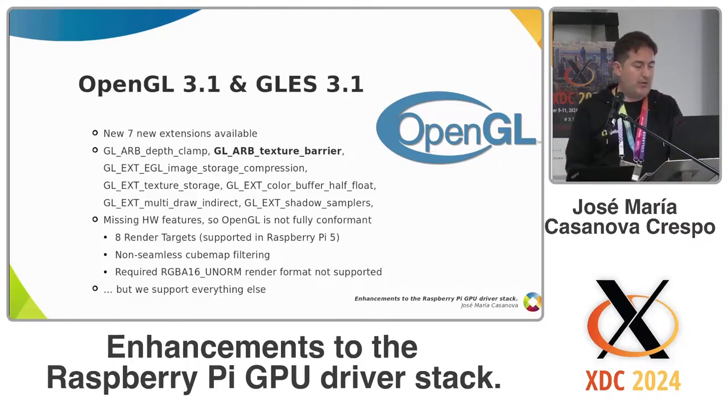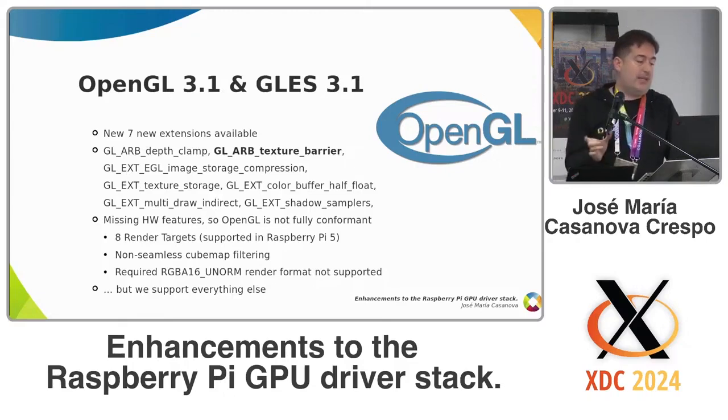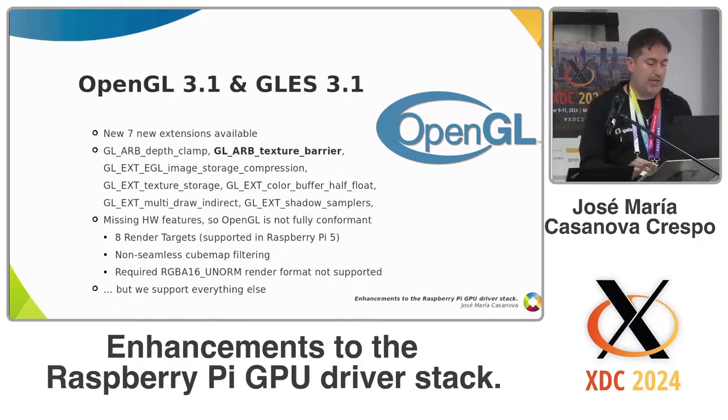We do not have support in the hardware for non-seamless cube map filtering, because the hardware is targeted for OpenGL ES, and it only targets seamless cube map filtering. And we don't have support for some 16-bit render format targets, the luminance ones. They are not enabled in the hardware, so we cannot use them. But we support everything else.